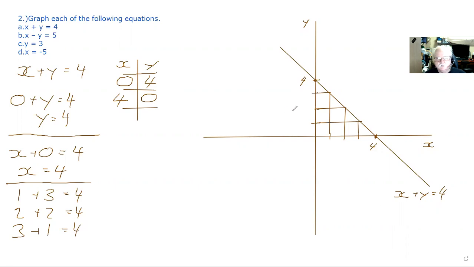In fact, the whole point is that every point on this line represents an ordered number pair that would make this equation a true statement. That's what they mean by saying this is the equation of the line. The line is really just the pattern formed by plotting all the ordered number pairs that make this equation a true statement. So let's try the next one.